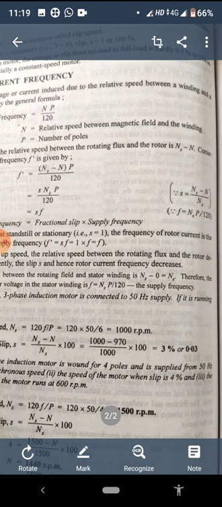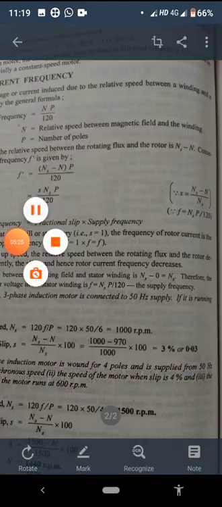We use two laws: Fleming's right hand rule to determine the EMF produced in the rotor winding, and Fleming's left hand rule to determine the mechanical force. So these are the basic principles of the three-phase induction machine. In the next lecture we will take up another topic. That's all for today.